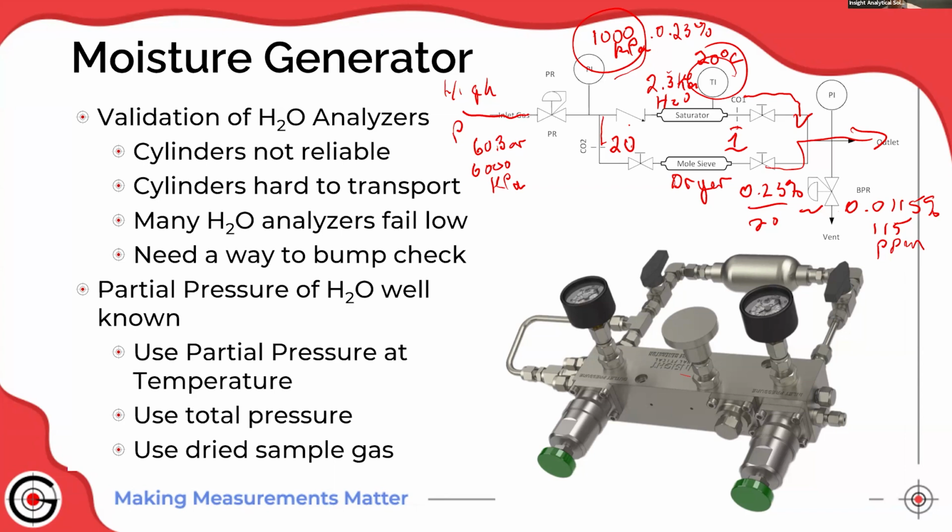Not only that, if I want to generate a different concentration of water vapor, if I took the pressure up to 2,000 kPa, the water vapor would drop to half of this, 0.56, or 56 ppm, approximately 57 and a half. So I can use this device now in the field to check the zero on my analyzer and to check what it reads at a couple of different points.